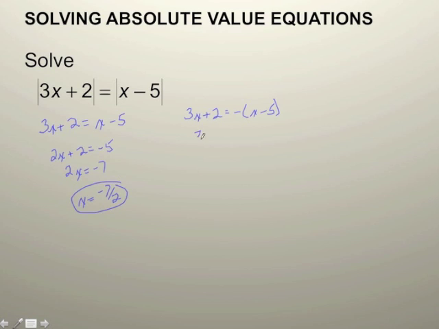For the other side, remove the parentheses. 3x plus 2 equals negative x plus 5. So adding x to both sides, 4x plus 2 equals 5. 4x equals 3, and x equals 3/4 would be my solution.